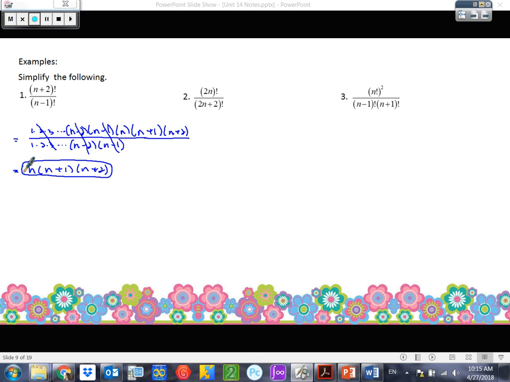Now let's look at another option. Perhaps this is the option that you learned last year. So one other thing that you could do, so this is just a different technique.